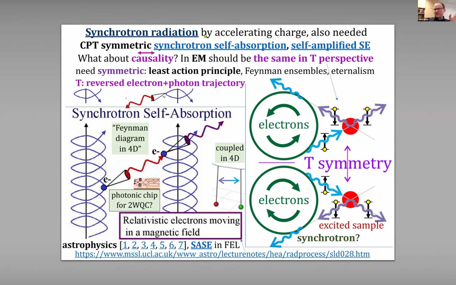So synchrotron radiation: we have, let's say, a charge going in a circle, and it creates a photon. But there is also a CPT analog of this synchrotron radiation. It's called synchrotron self-absorption or self-amplified spontaneous emission. For example, like in this diagram from this link, one electron creates photons, which are absorbed by a second electron. But from the CPT perspective, we reverse the trajectory of this electron, and this electron creates a photon, which is absorbed by this electron.